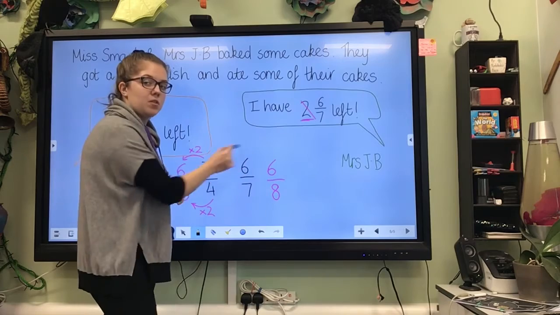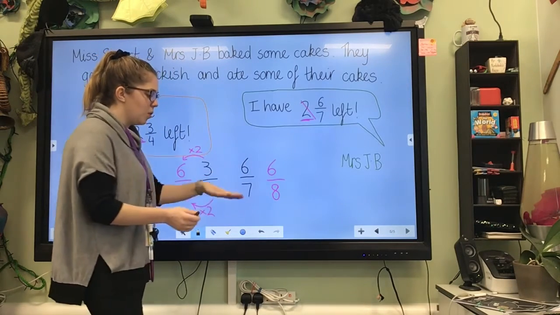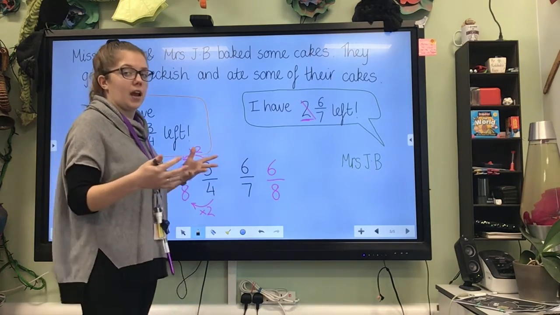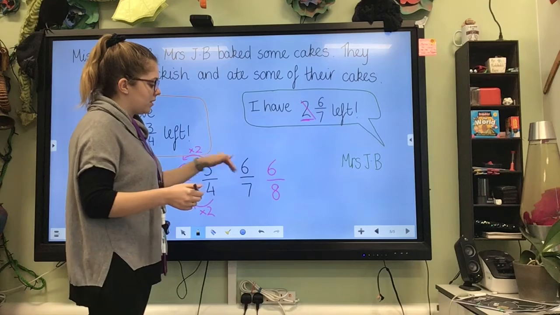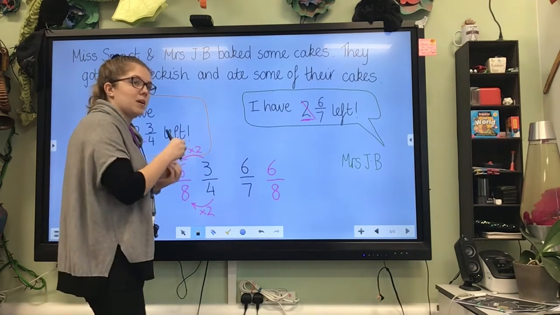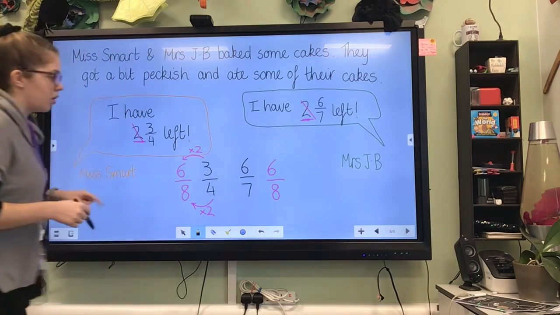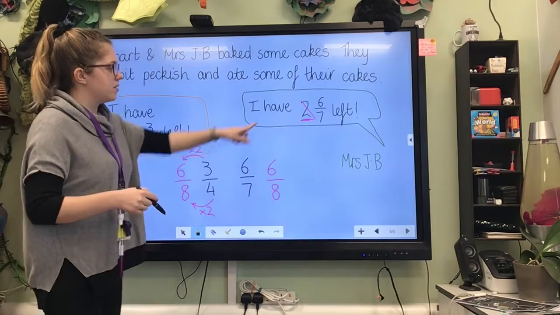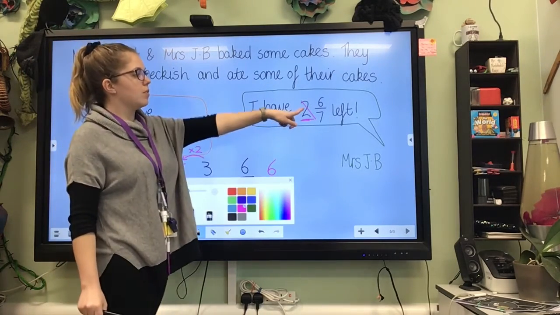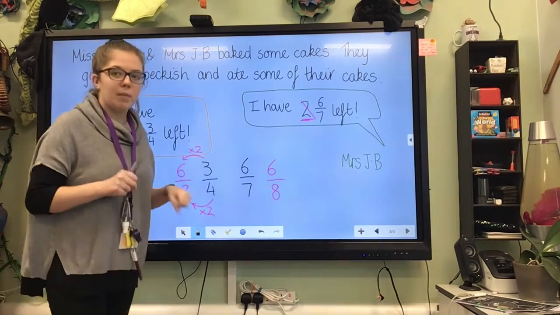Now, who can remember what fact do we have to remember when we were comparing numbers with the same numerator? We need to think that the smaller the denominator, the bigger the fraction, the bigger portion of the cake. So 6/7 is bigger than 6/8, because if you've cut something into 7, you would get more for your share. So, going back to our question, the answer is Mrs. JB has the most cake left with her 2 wholes and 6/7. I hope that makes sense.